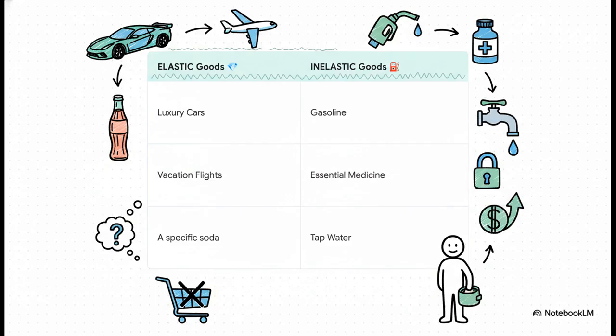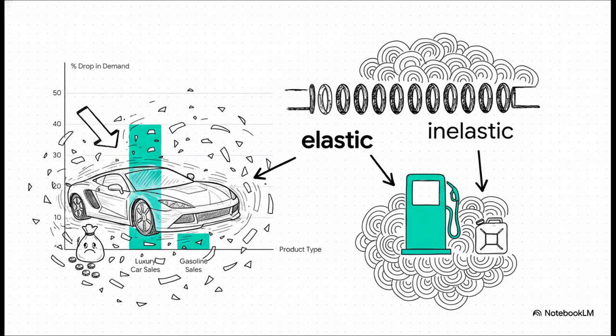It's inelastic. And this chart puts hard numbers on that concept. And this is where it gets really powerful for business decision-making. Look at this. A 20% price increase for a luxury car could cause a 40% collapse in sales. That's a massive elastic response. But for gasoline, that exact same 20% price hike might only reduce demand by a mere 5%. The demand is highly inelastic.